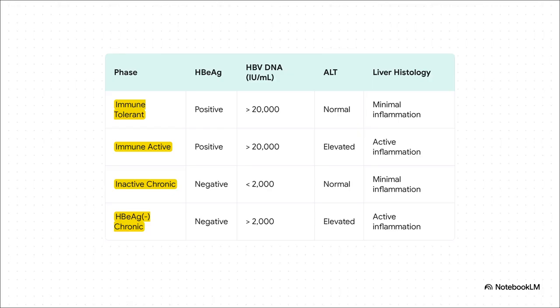So the natural history of this disease plays out in these phases. It often kicks off with an immune-tolerant phase, which is really common in younger patients. In this phase, the virus is just replicating like crazy, but the immune system is kind of ignoring it. So the liver enzymes, your ALT, stay normal. But eventually, that can shift into the immune-active phase. And this is when the immune system finally wakes up, recognizes the virus, and starts attacking the infected liver cells. That causes inflammation, and that's what makes the ALT go up.